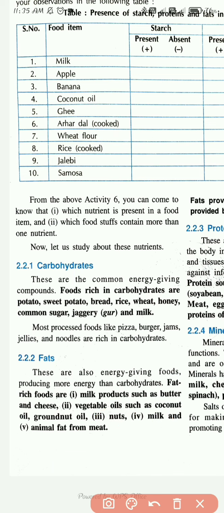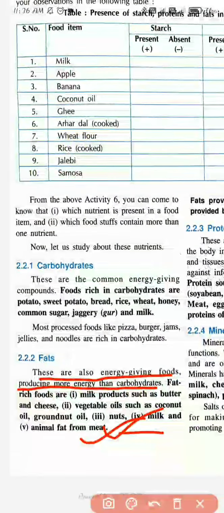Then again, when you consume milk, you will get fats. From the nuts, like peanuts, groundnuts, almonds, those also contain fats. Then the vegetable oils like coconut oil, groundnut oil, and the milk products like butter, cheese. All of this contains lots of fats. So underline the first line, and the things in bold are the examples of fat rich food.